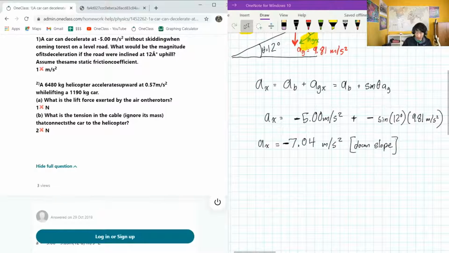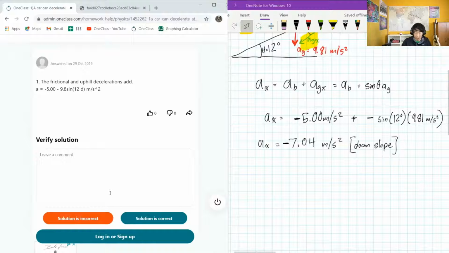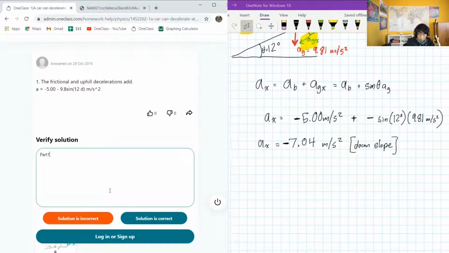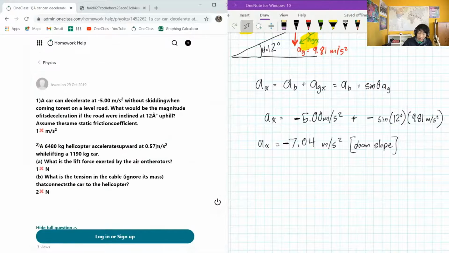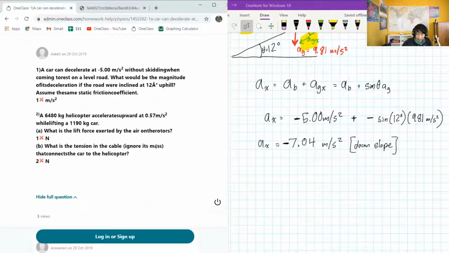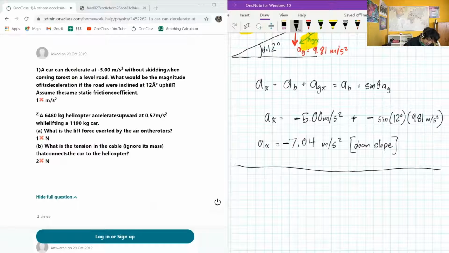Okay, so I'm going to just write this out real fast. Part 1 would be to show the result of the calculation. Okay, now let's move on to part 2 of this question. Pretty fun. Part 1 was fun. Hopefully part 2 is just as fun.